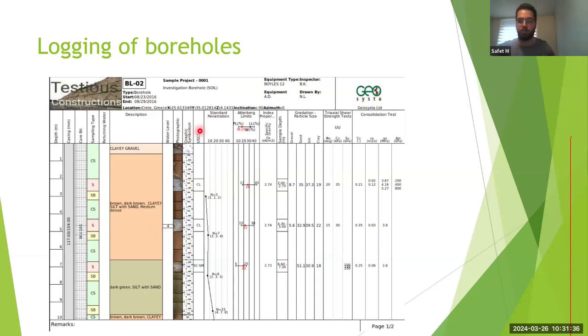USCS classification of soil, as we spoke to in the first one. The standard penetration result is going to be on the next slide, and all those things there are just laboratory results, as we spoke about in the previous classes.